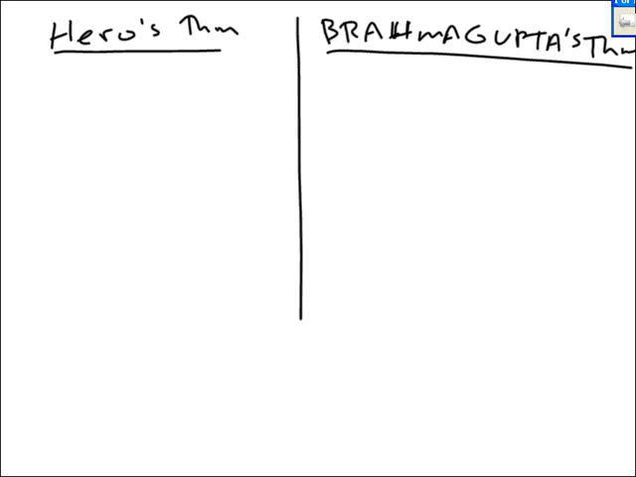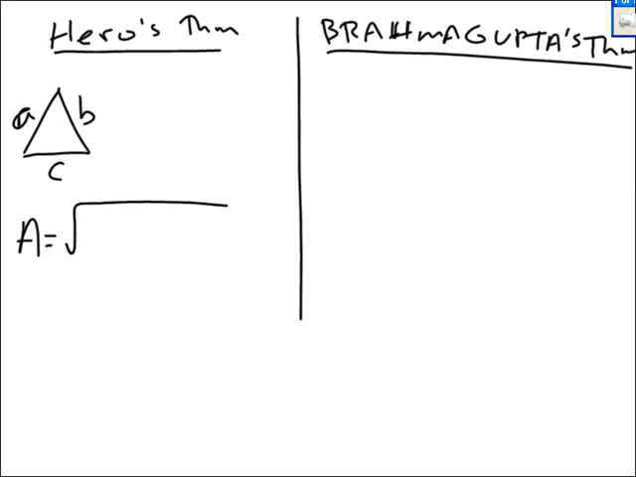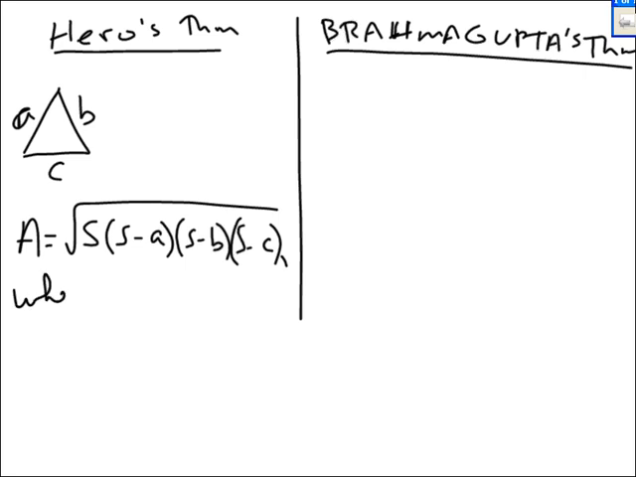Heron's formula goes like such. If you have a triangle and the three sides are known, say A, B, C, then the area will be the square root of S times S minus A times S minus B times S minus C. And you all should be saying, but what's S? Where S is, well, you add up the three sides and you divide by 2.